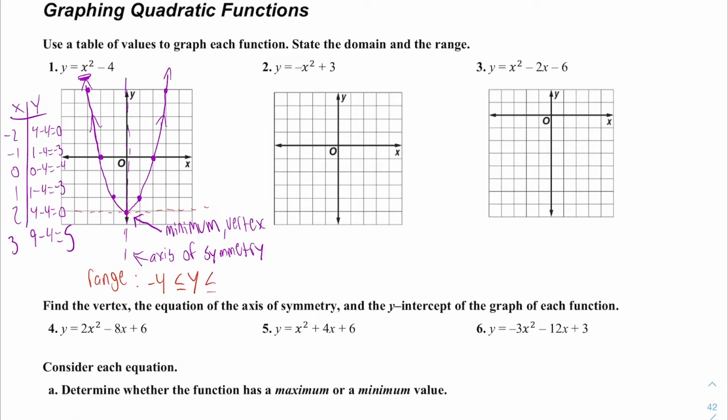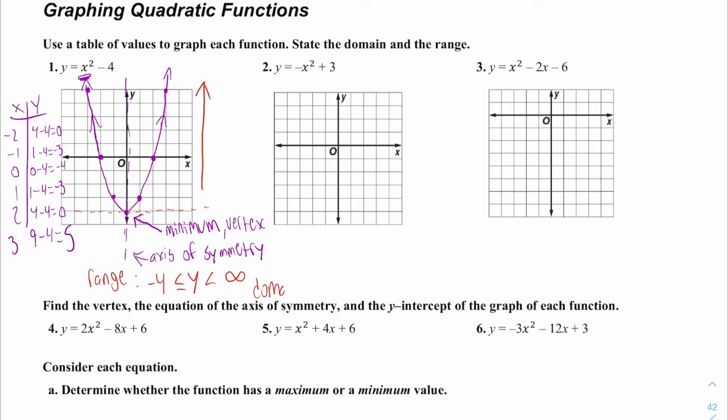And then, what can y never be? Well, y is going to keep on going up, up, up, up, up. It's going to keep going upwards, but it'll never stop. And if it never stops, then it'll go up until it approaches infinity. But it'll never get there. So we don't put the equal to sign.